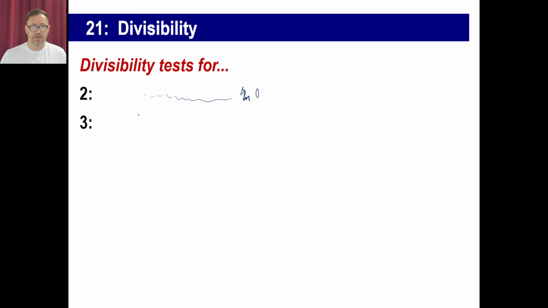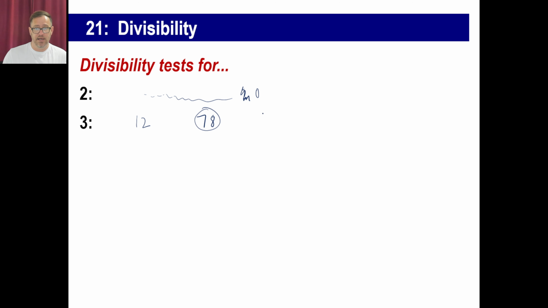But let's say there's a number 12. We know 12 is 3 times 4, so it's divisible by 3. But look at 1 and 2: 1 plus 2 is 3. That tells us. Okay, here's something else: 78. 7 plus 8 is 15. Is 15 divisible by 3? Yes, it is. That means 78 is divisible by 3.